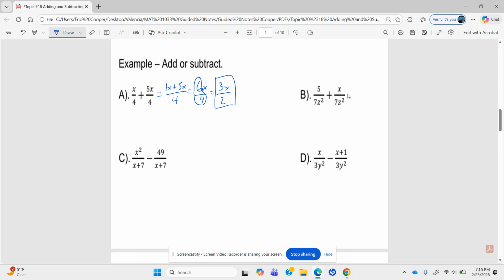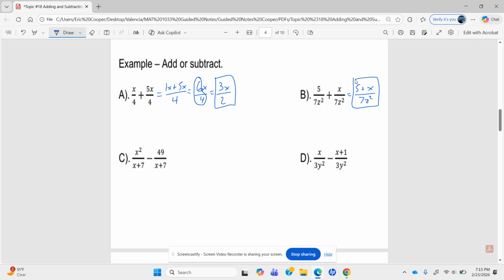For problem B, again we notice the common denominator is 7z squared. So all I'm doing is adding the numerators, 5 plus x. Because 5 and x are not like terms, we cannot combine these. We also see that nothing else is in common here and can cancel. So that would be my final answer for this one.